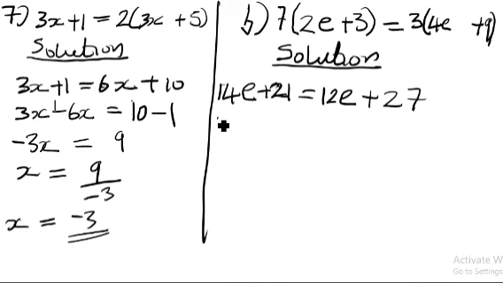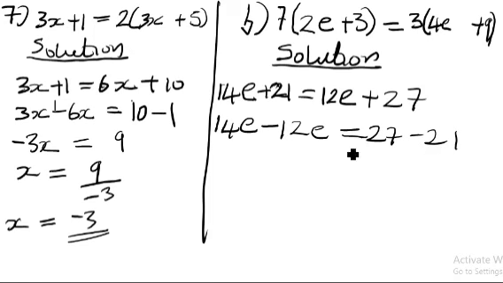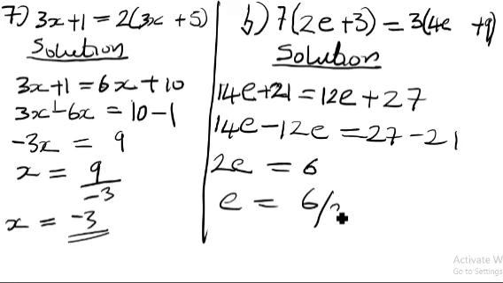I'll have 14e minus 12e equal to 27 minus 21. This will give you 2e equal to 27 minus 21, which is 6. Therefore e is 6 over 2. 2 here 1, 2 here 3. e is equal to 3. That's example 7.